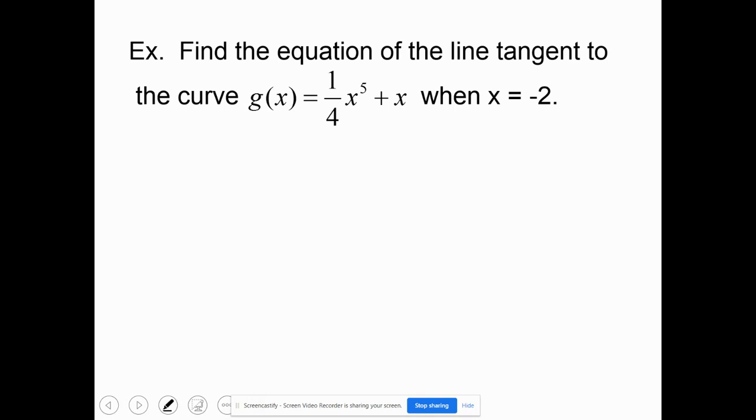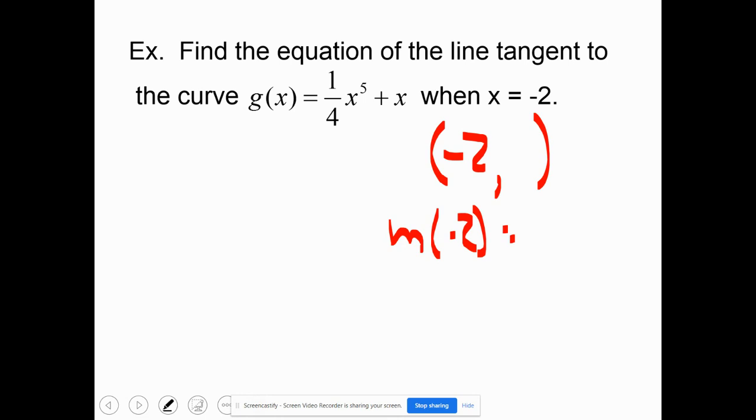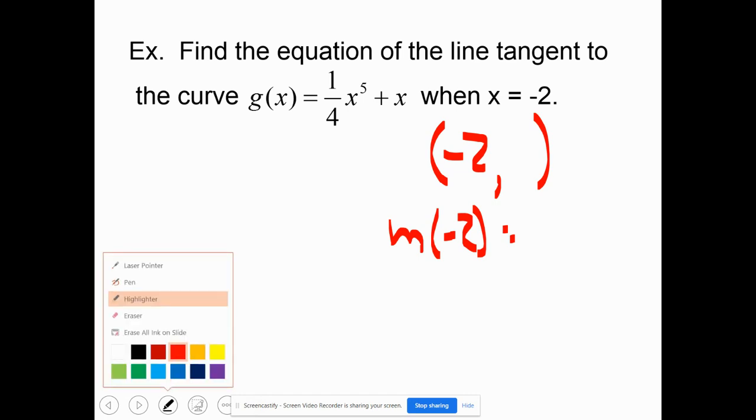Okay, why don't you try this one for me? I've given you g. Find g prime, find the point when x equals -2, what the y would be, and then find the slope at -2 and write the equation that you would have. And while you're doing it, I'll do it here beside you. All right, I might be a little quicker, so you might have to pause yours.